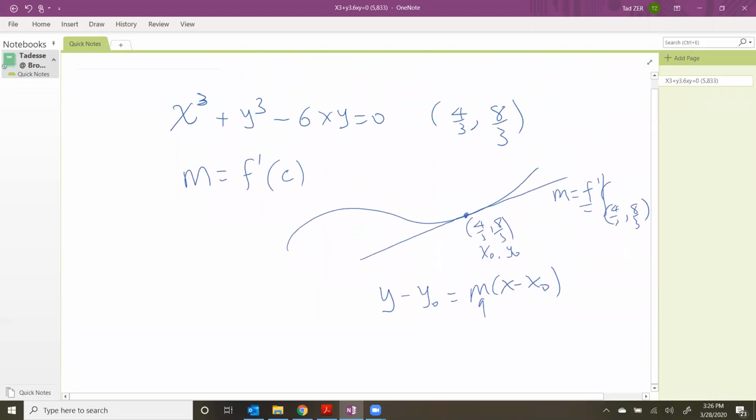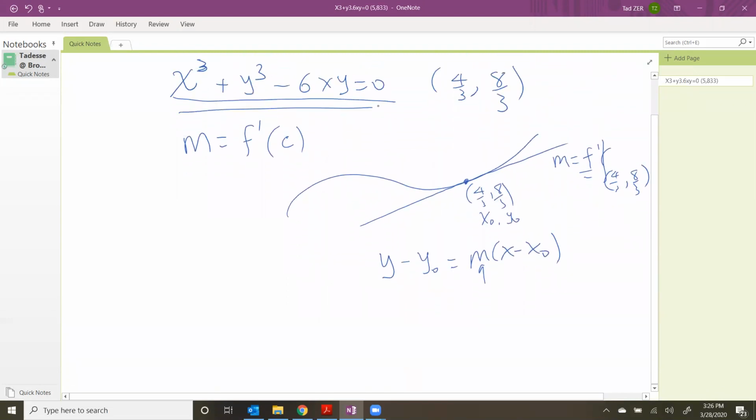So let's do that. So what will be the derivative? In this case, because it's an implicit expression, I have to use implicit differentiation. So what is the derivative of x cubed? It is 3x squared plus, what is the derivative of y cubed? Chain rule or the general power rule, 3y squared times y prime, minus 6 is a constant. I have to use again a product rule for this one. The derivative of x is 1 times y plus x times the derivative of y is 1 times y prime, equal to the derivative of 0, which is 0.